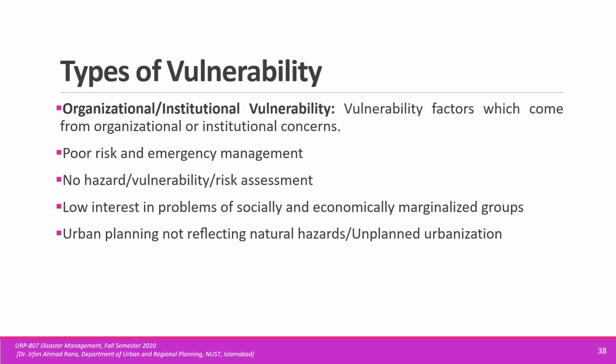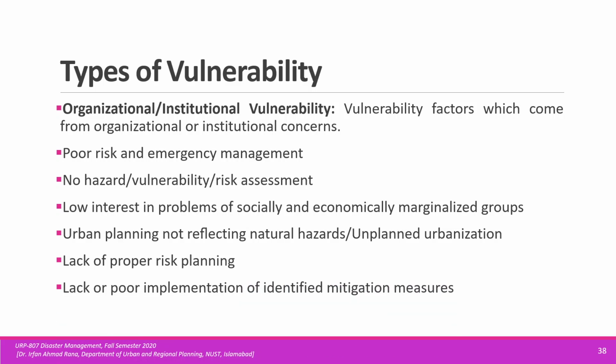These indicators are basically geared towards urban flooding. Depending on your hazard or your area, these indicators might change. These are very generic indicators, and these are not all the urban flooding indicators. A lot of literature already exists in which you can find more indicators, depending on the hazard and context, and site-specific indicators can be found. Lack of proper risk planning, and lack of proper implementation of already identified mitigation measures, which we call corrective disaster risk reduction measures, can be a part of institutional vulnerability.